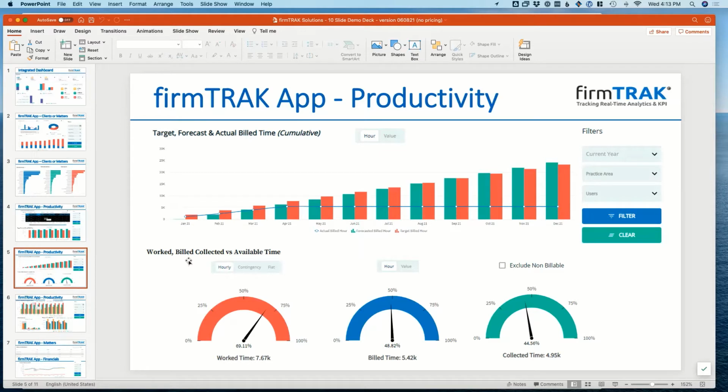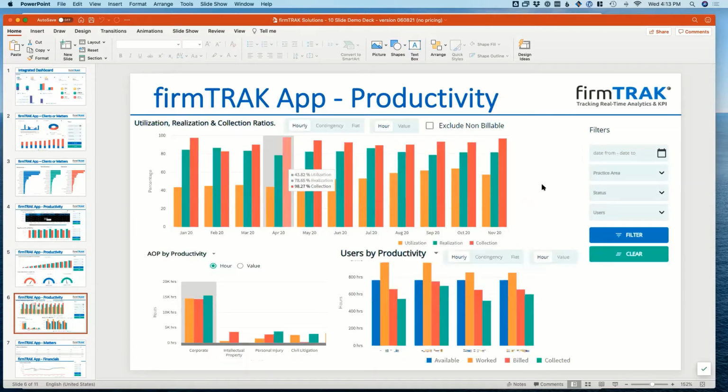This becomes very helpful in knowing the team productivity and also the efficacy of your practice groups. And then also you could look at individual users to see how they're actually collecting their time. That is, are they spending a disproportionate amount on administrative or non-billable time, or are they working closely with their billable time?